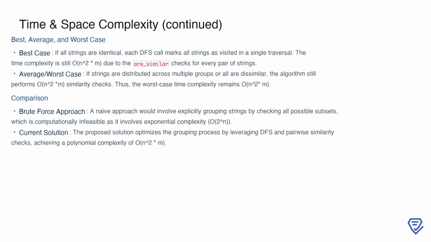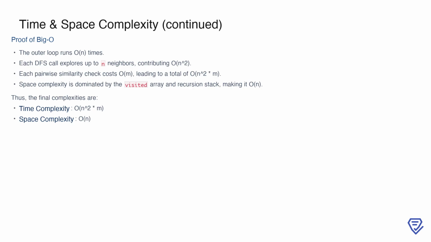Comparing this to a brute force approach, which would explicitly group strings by examining all possible subsets, the naive method would have an exponential complexity of O(2^n), making it computationally infeasible for larger inputs. In contrast, our solution optimizes the grouping process by using DFS and pairwise similarity checks, achieving a much more efficient polynomial complexity of O(n² m). To validate our complexity calculation, we can break it down further. The outer loop iterates O(n) times as it processes each string in the list exactly once.